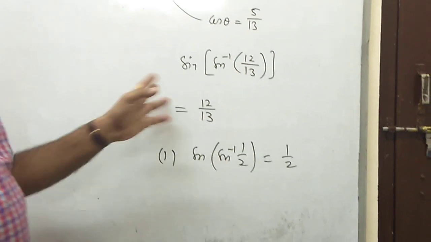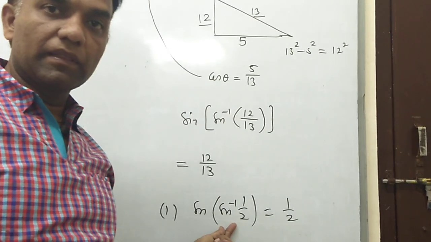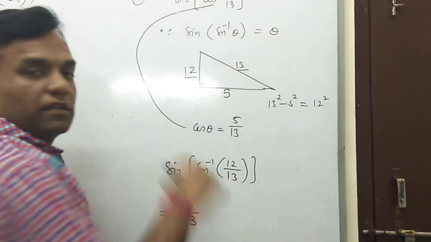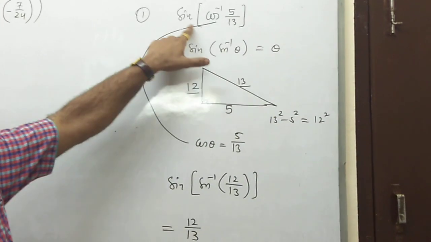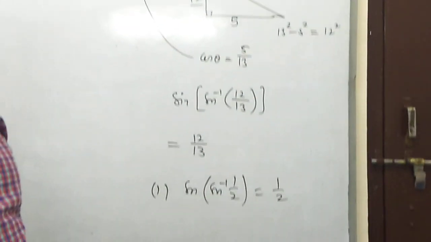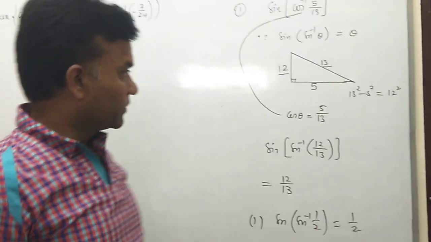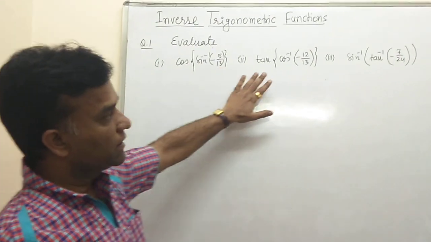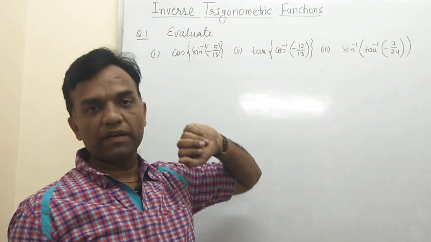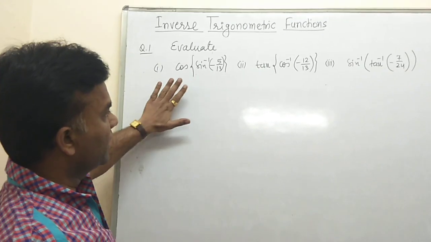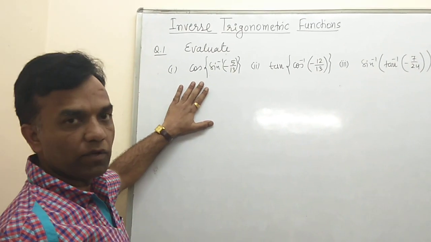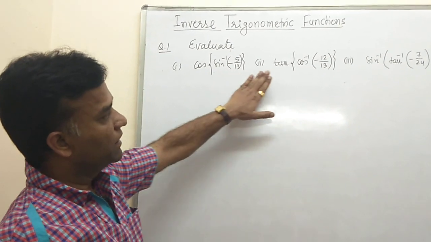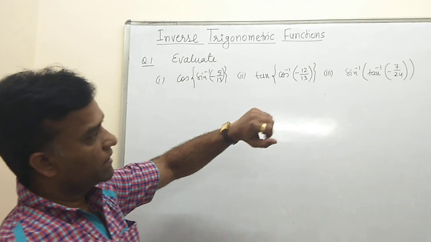But in case the inside value is something different, then how do you convert? You only use the concept of the right angle triangle, use the concept of Pythagoras theorem, and then convert, and you get the answer in the form of a trigonometrical resultant value. The same way here we have evaluated 3 questions, but those examples were related to positive numbers, and now all these examples are related to the negative sign. So first here we illustrate cos of sine inverse minus 5 by 13, tan of cos inverse minus 12 by 13, and so on.